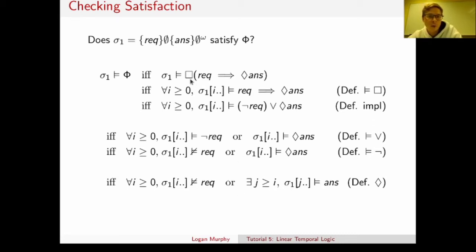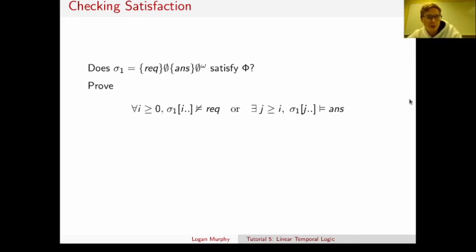Notice here, when we unpack this modality operator, the always, we were starting at sigma 1 itself, whose first index is 0, right? And so we say for any I greater than or equal to 0. Here, we were unpacking this operator with respect to sigma 1 at I. So rather than saying for any j greater than or equal to 0, we have to understand that we're starting from the ith index in this word. So instead of saying there exists j greater than or equal to 0, we say there exists j greater than or equal to I, right? And this I is the same I that's bound by this quantifier, right? So let's make sure we keep track of that.